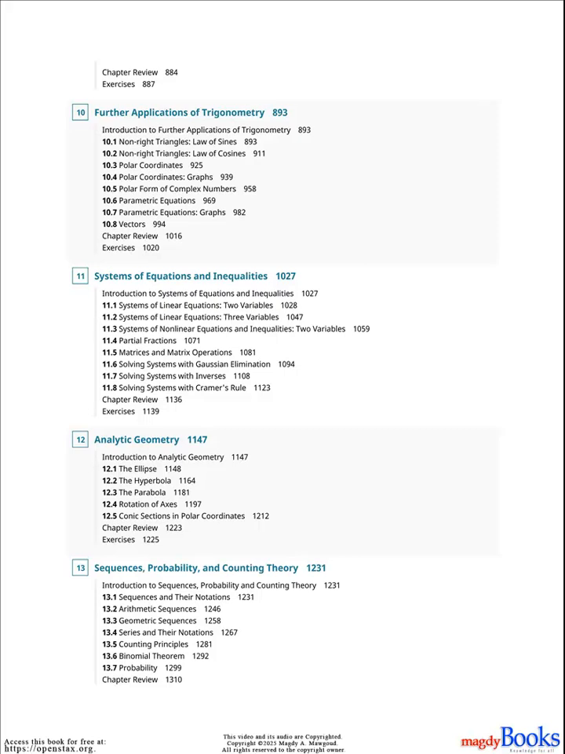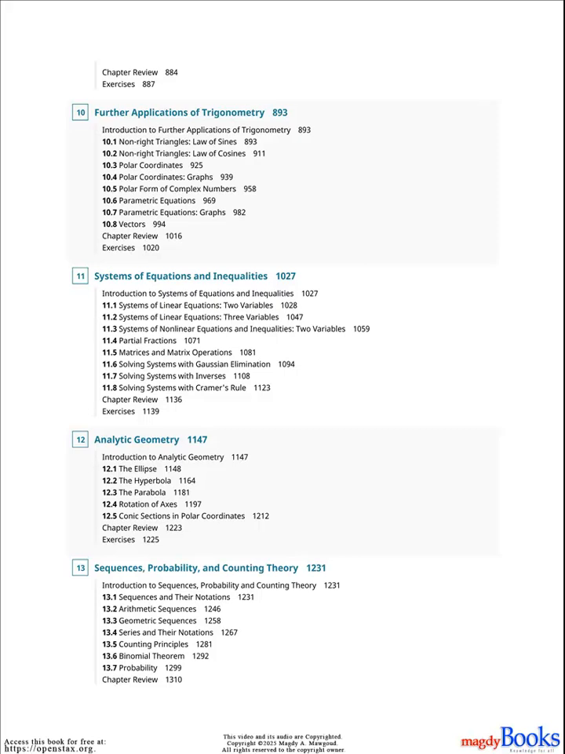Introduction to Analytic Geometry. 12.1. The Ellipse. 12.2. The Hyperbola. 12.3. The Parabola. 12.4. Rotation of Axes. 12.5. Conic Sections in Polar Coordinates. Chapter Review. Exercises. 13. Sequences, Probability, and Counting Theory.